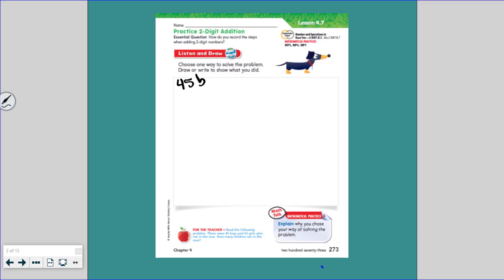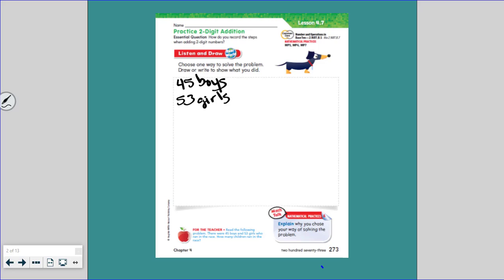45 boys, and there were 53 girls, so 53 girls, okay? And they ran in a race. How many children ran in the race? So pause your video, choose a strategy that we've learned, and I want you to solve this problem. I want to know how many children ran in the race. There were 45 boys and 53 girls. So pause your video, figure it out in the box.